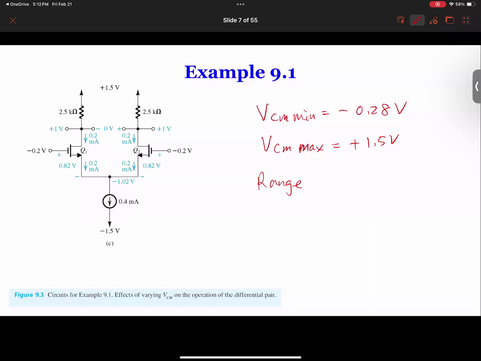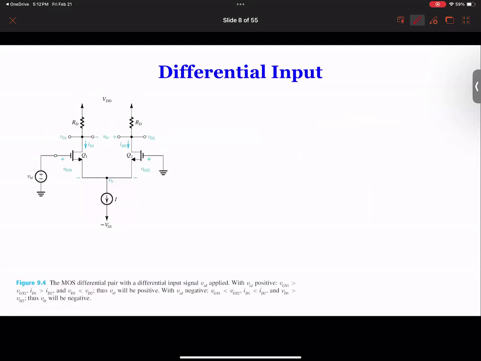Or you have to somehow maybe reduce VTN, because if you reduce VT, your whole thing will start to decrease as well. So yeah, that's some of the ways you can do for finding the common mode range.